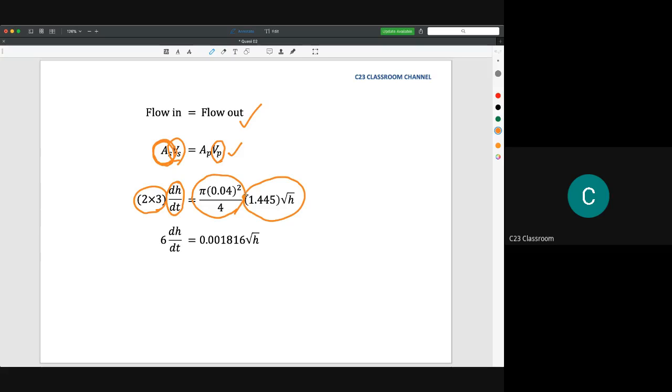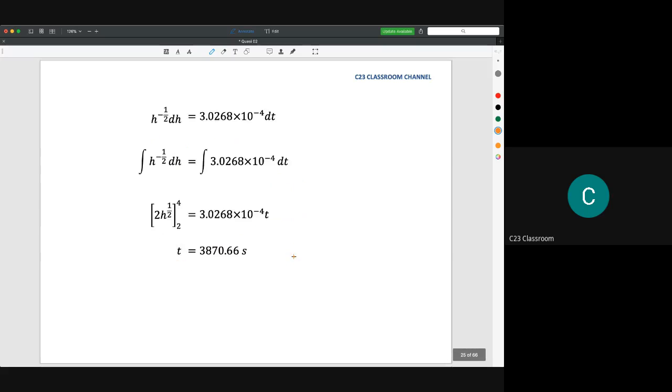So what we need to do is we will integrate. So we must bring the H term to the left hand side, and then we bring all the unnecessary items to the right hand side. Then we could get this equation and we integrate, and then we use limits 4 and 2 here, as I explained previously. So the water level must be taken from the datum, from the height of the outlet point. So these are 4 and 2. If we calculate, we could get that T is equal to 3870.66 seconds.